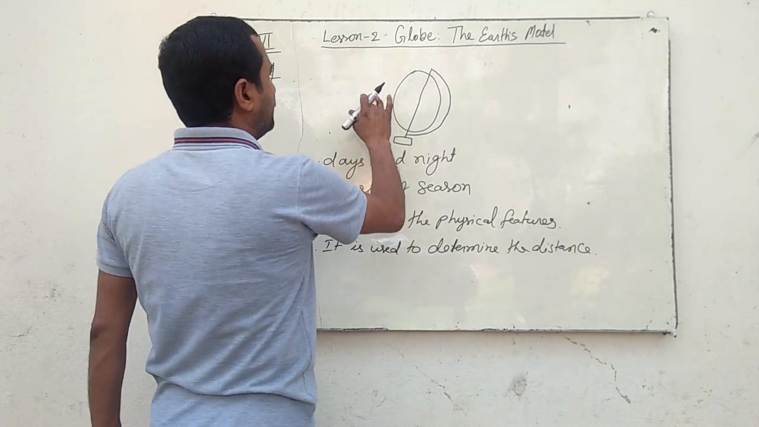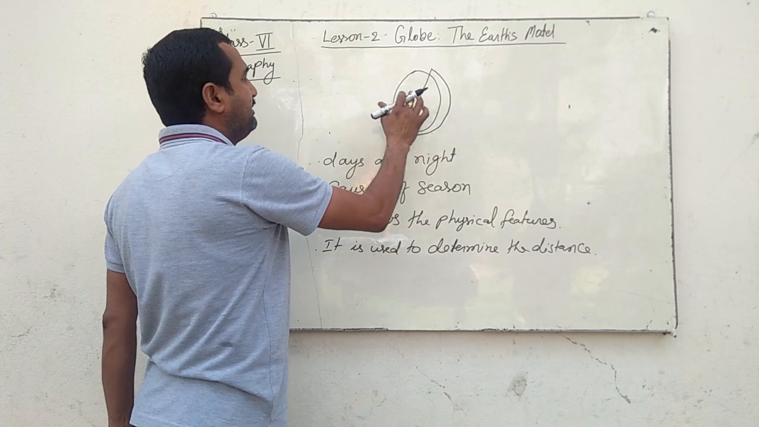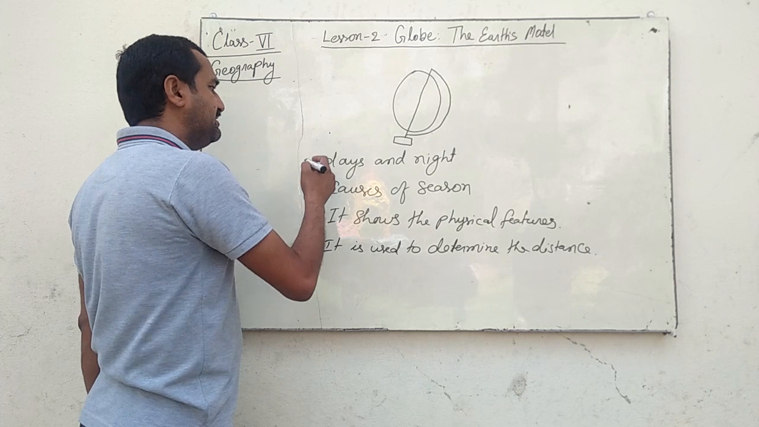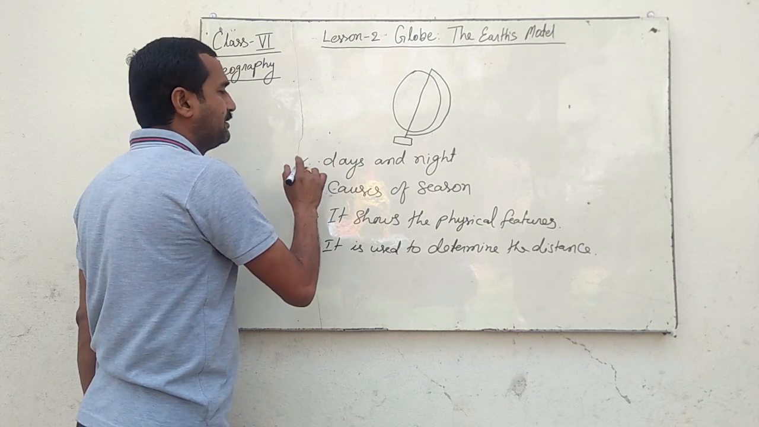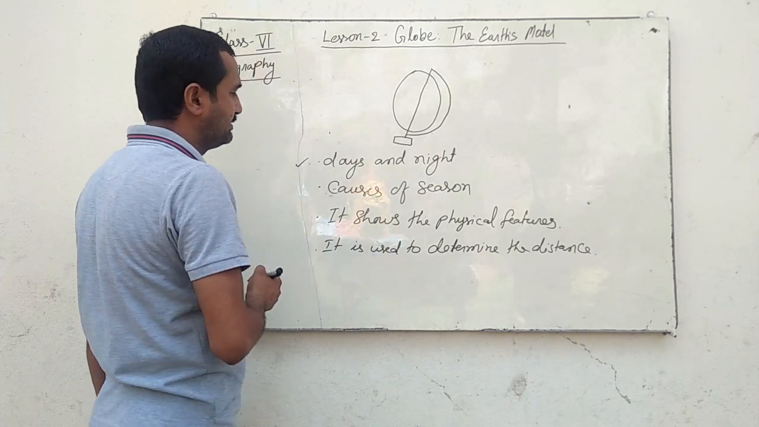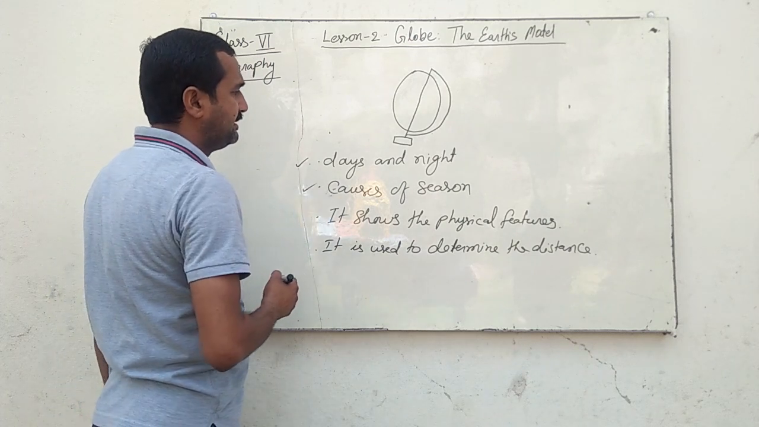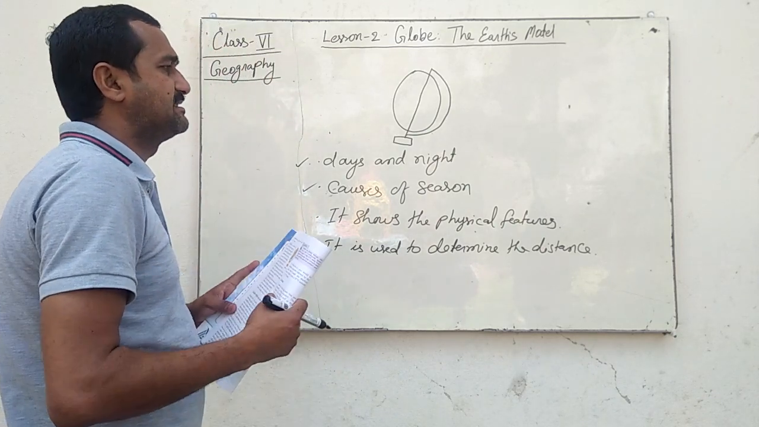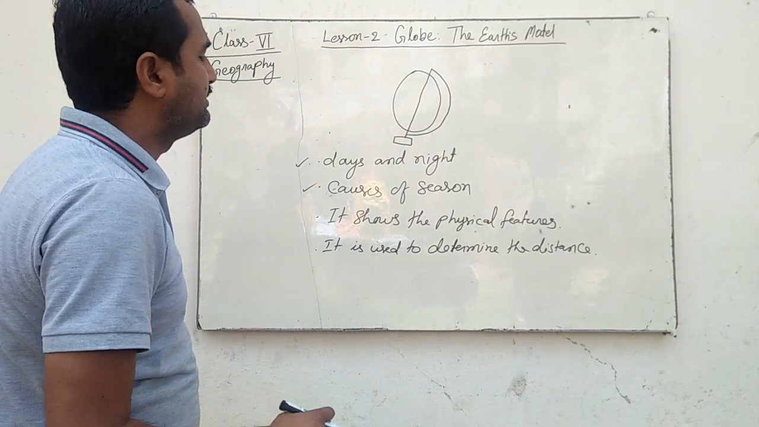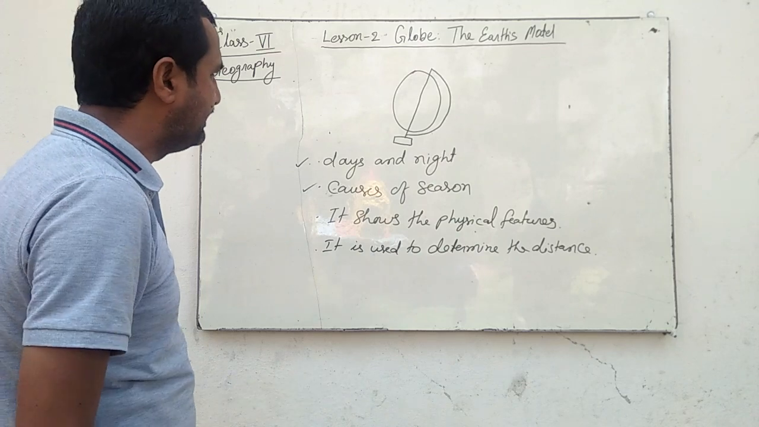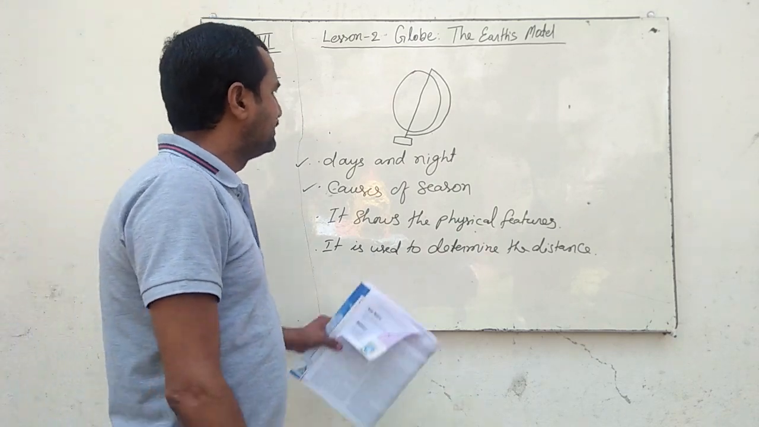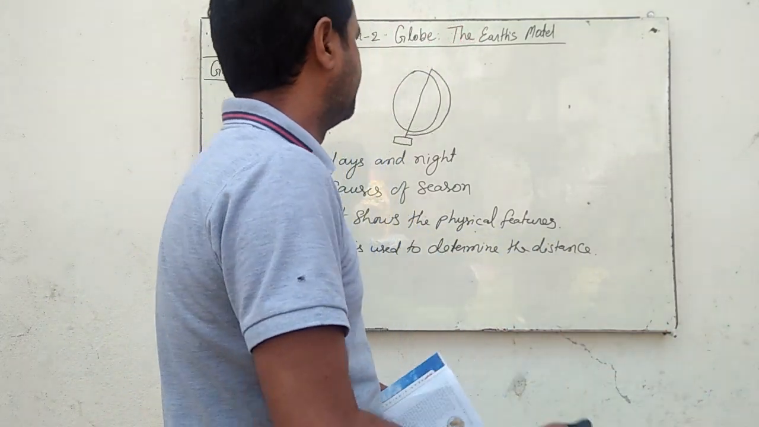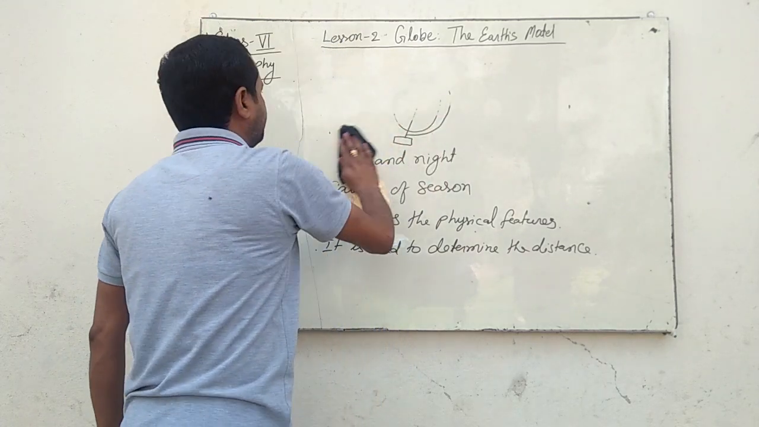So what is a globe? A globe is a small man-made model of the earth. What are the uses of the globe? It is used to know the logic of days and nights, how they are caused, seasons, physical features, and to determine the distance between two countries or two places or two continents, whatever it may be. So we will discuss in detail all these points.